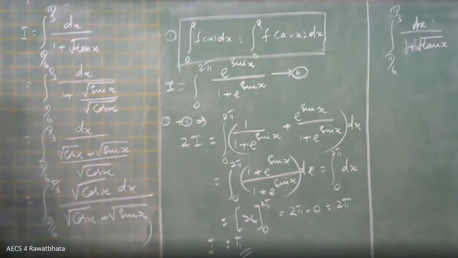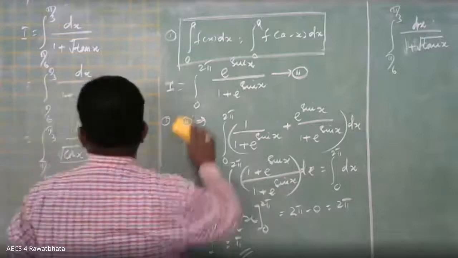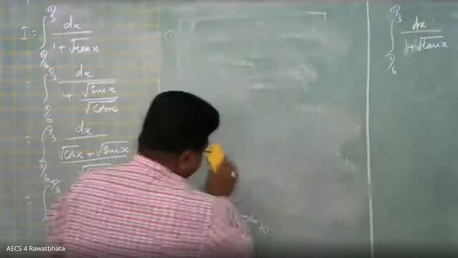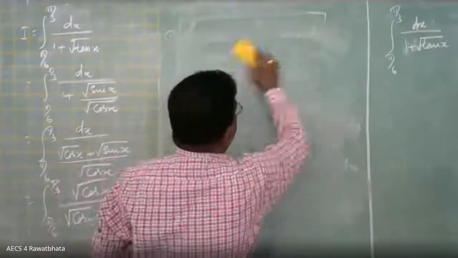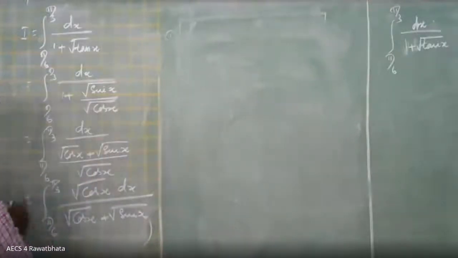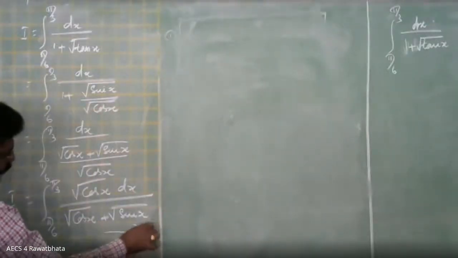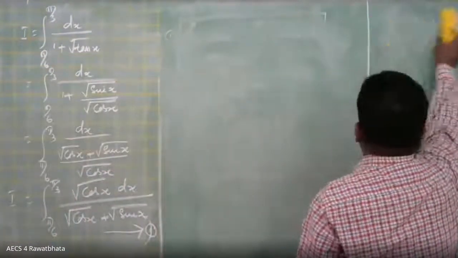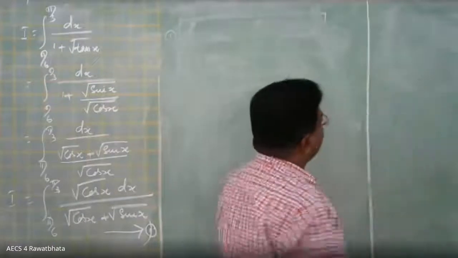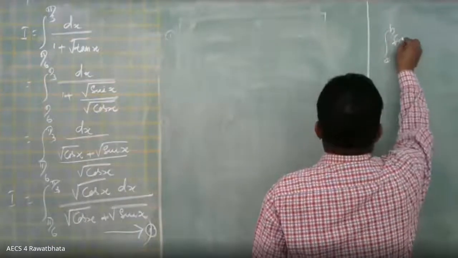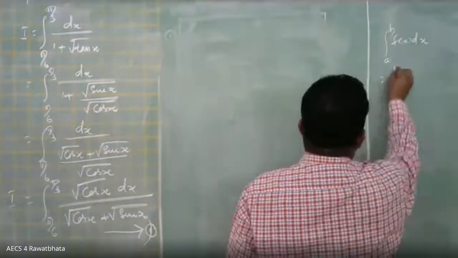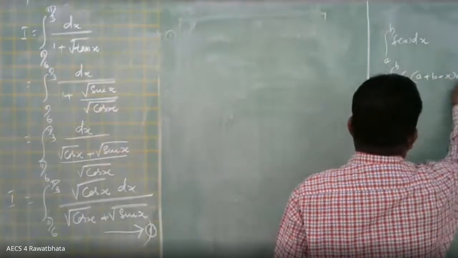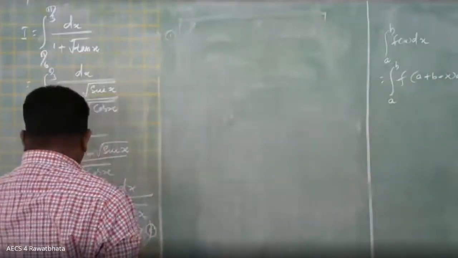Got it? Yes. Now keep this one as 1. So I is equal to this, keep it as 1. Now one thing: we studied the property. Again, come to the property. If you recall all the properties, it is easy for us to solve. So here the integral from a to b of f(x) dx is equal to the integral from a to b of f(a plus b minus x) dx. Correct? That property we have to apply.